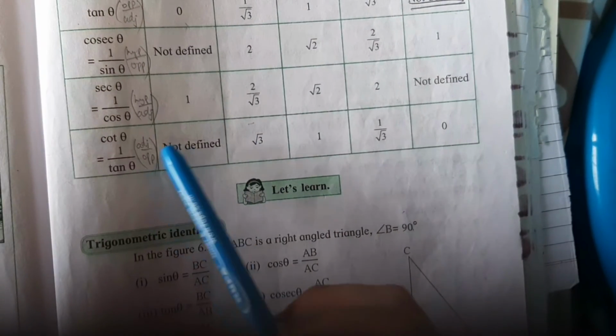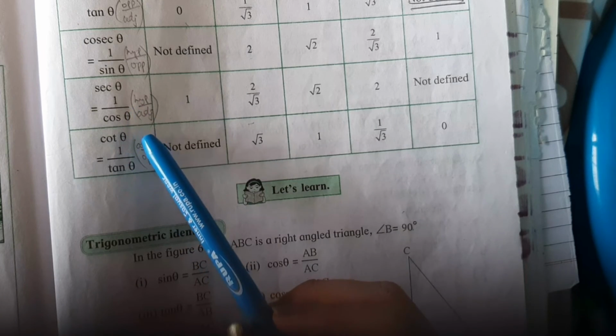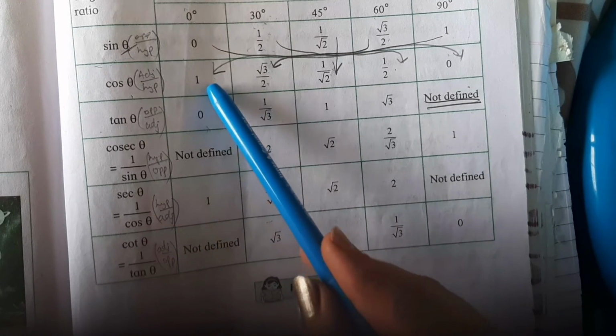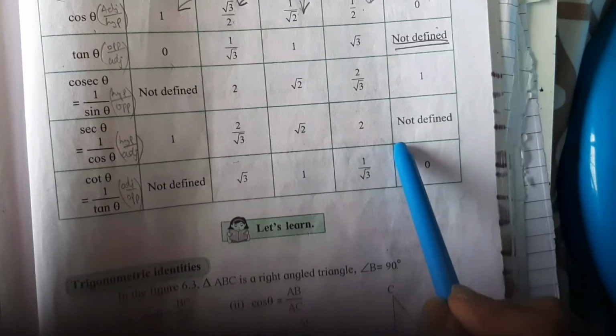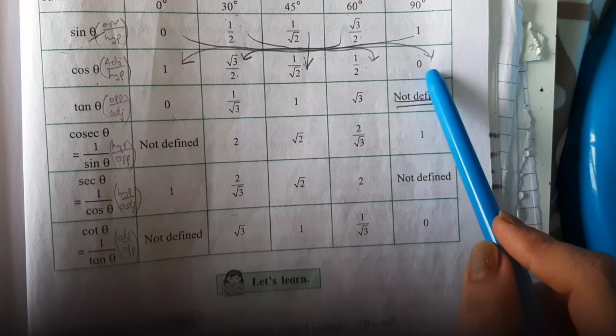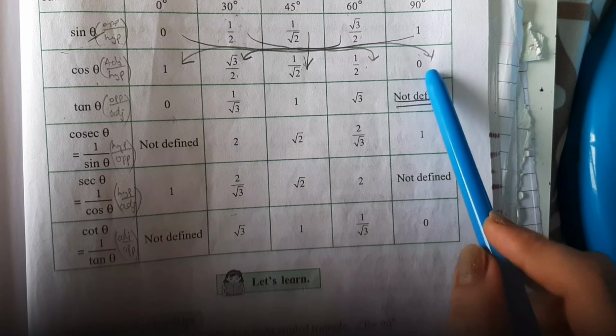Okay. Now next, sec is equal to 1 upon cos. Cos 0 is 1. So sec 0 will be 1 upon 1, which is 1. And then again the same. Now why is this not defined? Because cos 90 is 0. So what is 1 upon 0? 1 upon 0 is infinity. Infinity means not defined. So this is not defined.